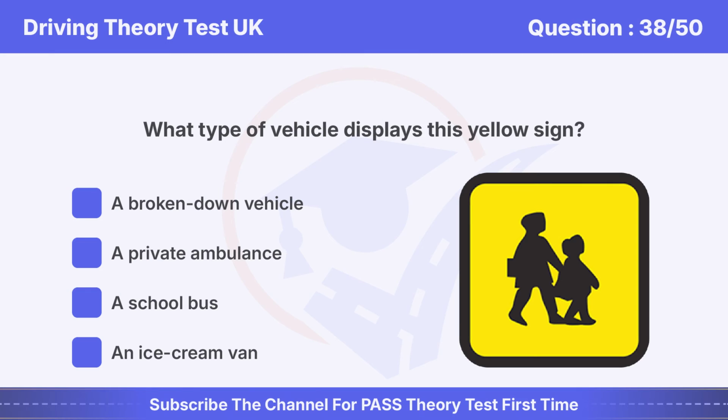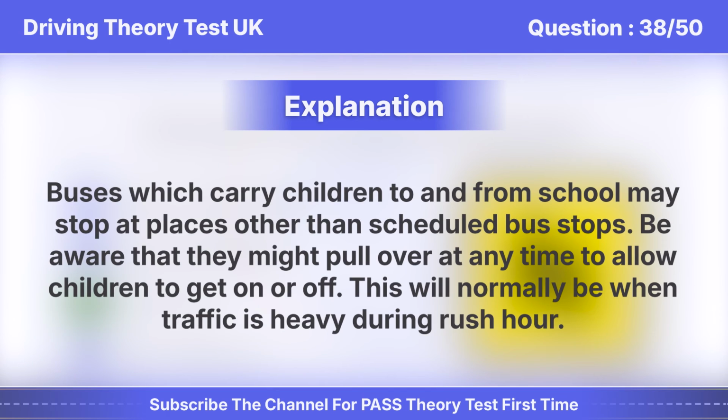Question 38. What type of vehicle displays this yellow sign? Answer is C. A school bus. Buses which carry children to and from school may stop at places other than scheduled bus stops. Be aware that they might pull over at any time to allow children to get on or off. This will normally be when traffic is heavy during rush hour.